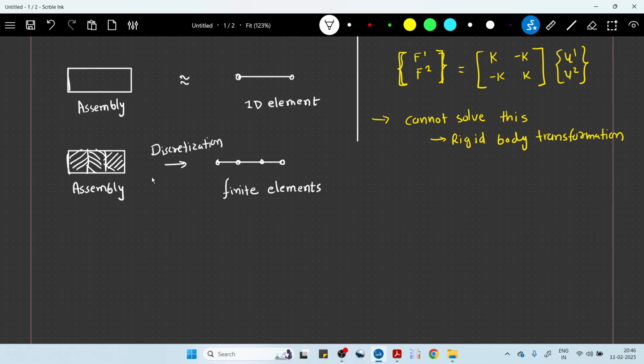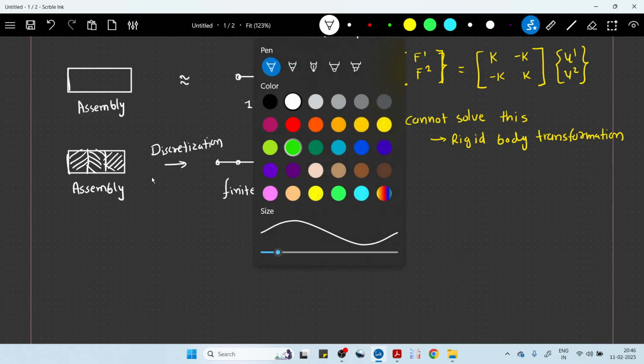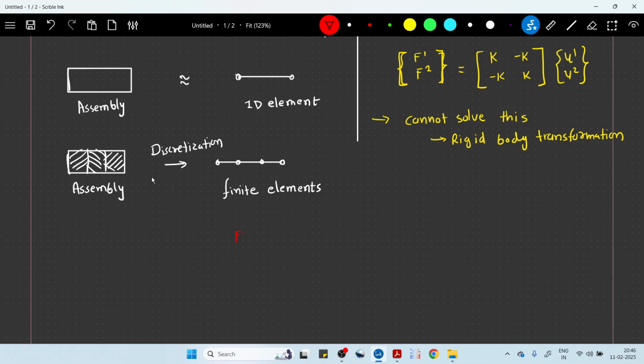So what is FEM? We can also say that it is a discretization of the domain into a finite number of elements, finite elements. With this, what do we get?